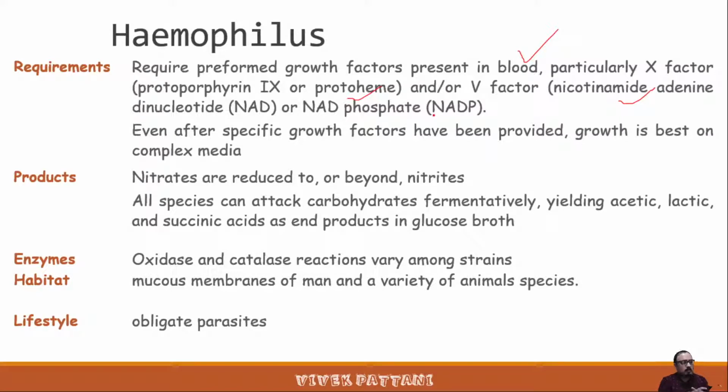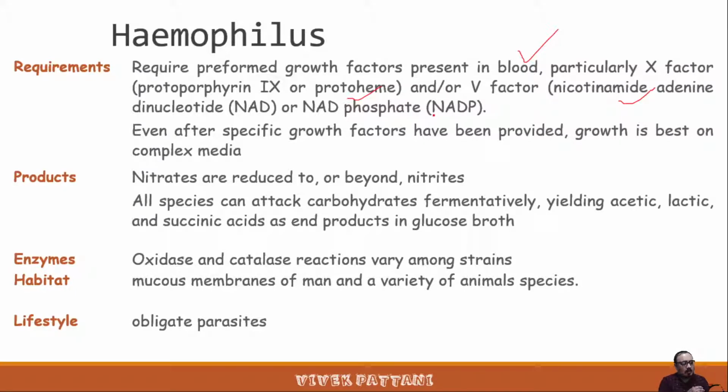They are able to reduce nitrites. All species attack carbohydrates fermentatively, yielding acetic acid, lactic acid and succinic acid as the end products in the case of glucose broth. The enzymes oxidase and catalase may vary according to the type of strain. Among the strains, some may be oxidase positive, some catalase positive, and some may have both enzymes positive.